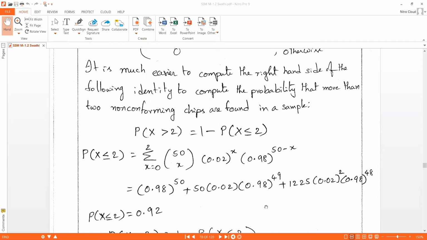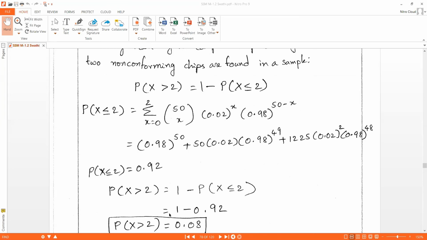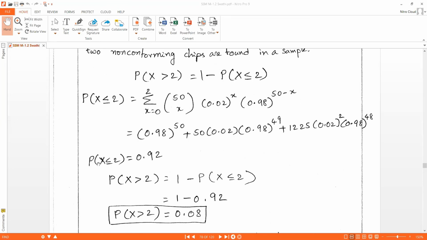If you calculate this, we will get 0.92. That is the P of x less than or equal to 2 value. Then P of x greater than 2 is 1 minus P of x less than or equal to 2, that is 1 minus 0.92. We will get P of x greater than 2 as 0.08.